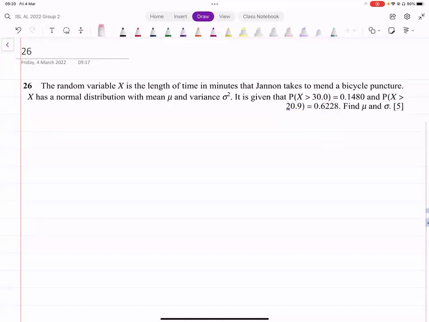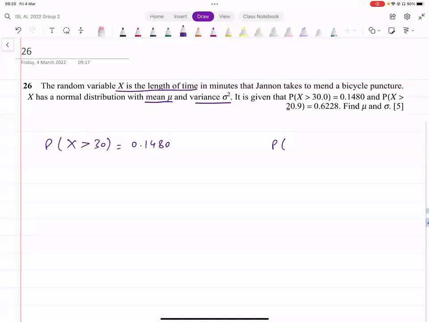Let's break it down. So we have the random variable x. It's the length of time. X उसने क्या represent किया हुआ, length of time represent किया हुआ. X is a normal distribution. इसका mean given है और variance given है. मतलब mu और sigma squared. And then you're given probability of x greater than 30. That is equal to 0.1480. That's one piece of information.